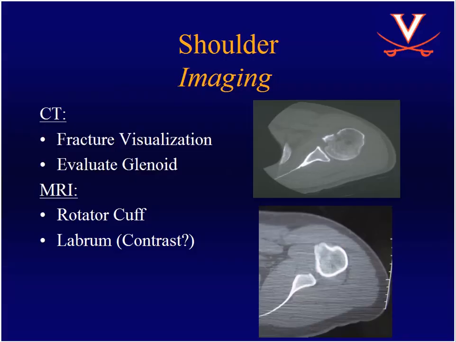CT scans are very helpful for fracture visualization, and perhaps most importantly, for evaluating the glenoid for glenoid fractures. When you're considering a total shoulder arthroplasty, you want to look at the glenoid version, best seen on CT scan. MRI, of course, is very helpful for rotator cuff disease. It is also helpful for labrum pathology, superior, anterior and posterior.